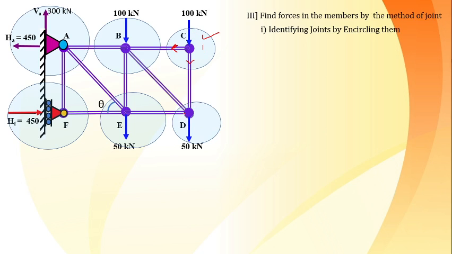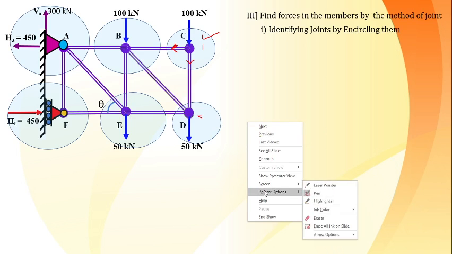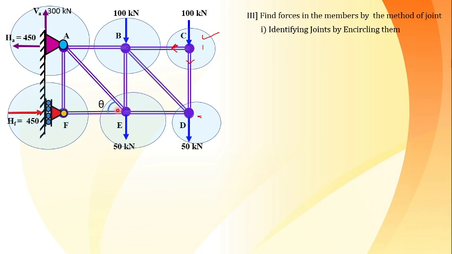This is another joint where, how many forces are meeting here? 3 member forces and 1 known force. So we cannot start with this initially. Here 1, 2, 3, 4. There are 4 members and 1 known force. So I cannot start with E also.